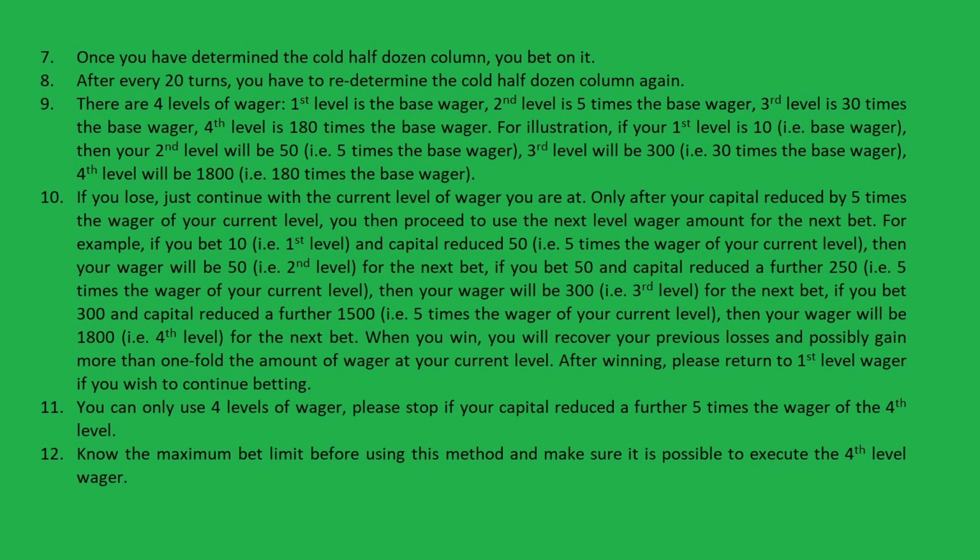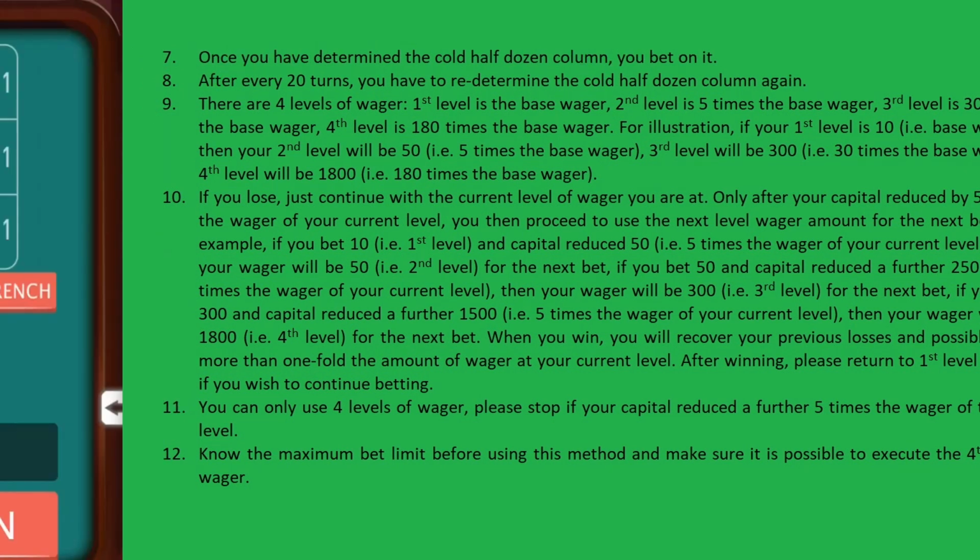When you win, you will recover your previous losses and possibly gain more than 1/4 the amount of wager at your current level. After winning, please return to first level wager if you wish to continue betting. 11. You can only use 4 levels of wager. Please stop if your capital reduced a further 5 times the wager of the fourth level. 12. Know the maximum bet limit before using this method and make sure it is possible to execute the fourth level wager. Start demo.